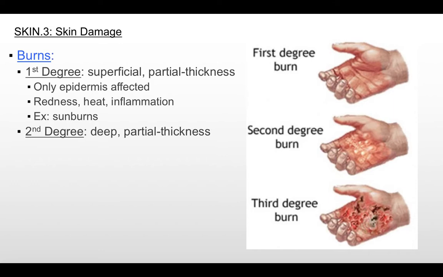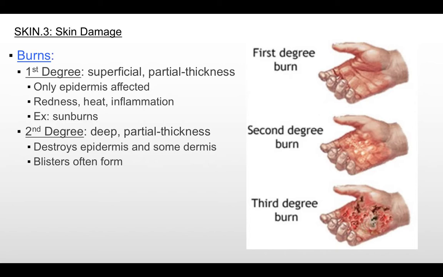A 2nd-degree burn, a deep partial thickness burn, will go down into that dermal layer. So some of those dermal structures will be destroyed. If you get a second-degree burn, it will blister, which is a pocket of like watery substance that serves as a cushion to nourish and hydrate that new tissue underneath as it regrows. And you can get these burns from maybe boiling water, touching something really, really hot, and perhaps even a terrible sunburn could be second degree.